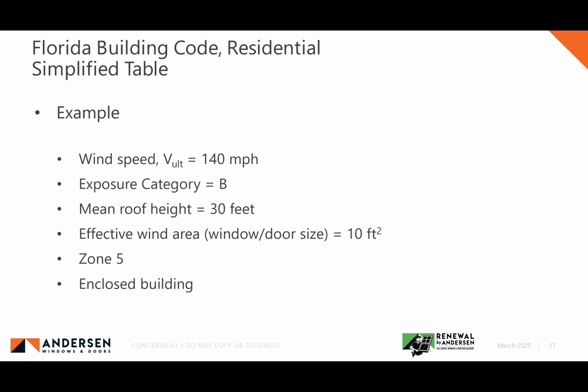And it's also an enclosed building, which is another important thing we didn't talk about. You don't see that a lot in residential, because if you're in a windborne debris region, you've been required for quite some time to have impact protection. So we're not allowed to design partially enclosed buildings for the most part for one and two family dwellings anyway. But it does have to be an enclosed building. All right, so we've got these parameters: wind speed 140 miles per hour, exposure category B, mean roof height of 30 feet, effective wind area 10 square feet in zone 5.